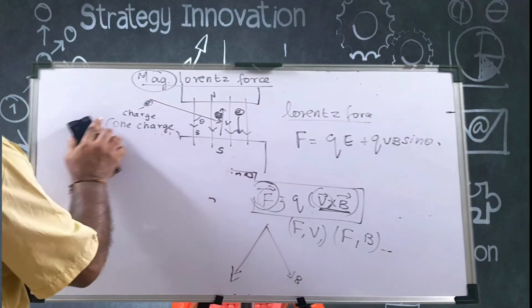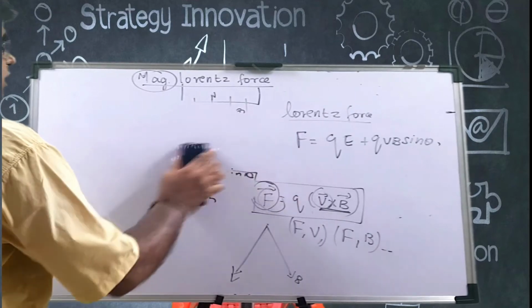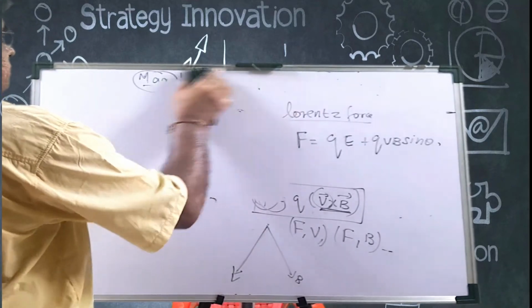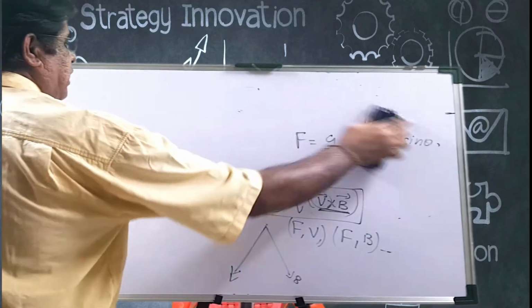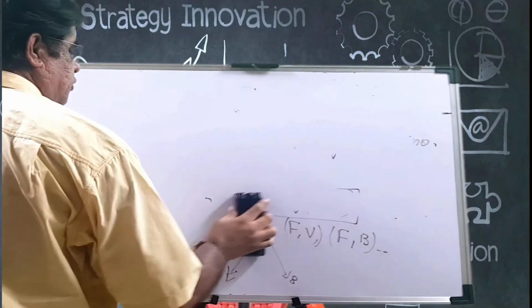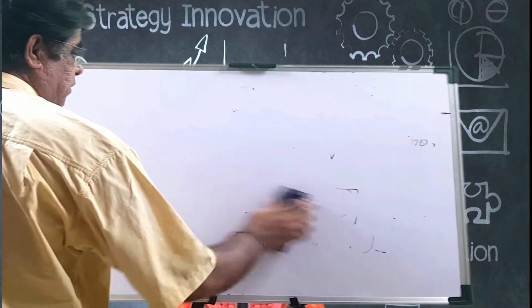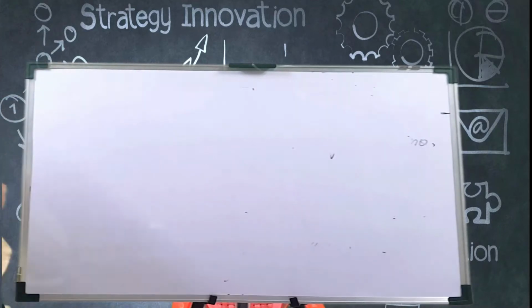So this is your Lorentz force, the magnetic Lorentz force, the force acting on a charged particle. Now, if there is a force acting on a charged particle, what should be the direction of the force? It's always 90 degrees to both V and B. It's already known to us. So this is given by your Fleming's left hand rule.